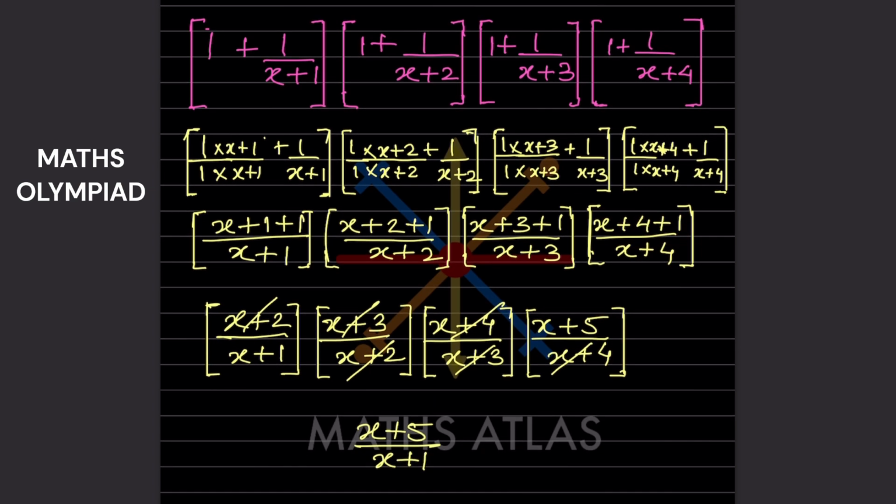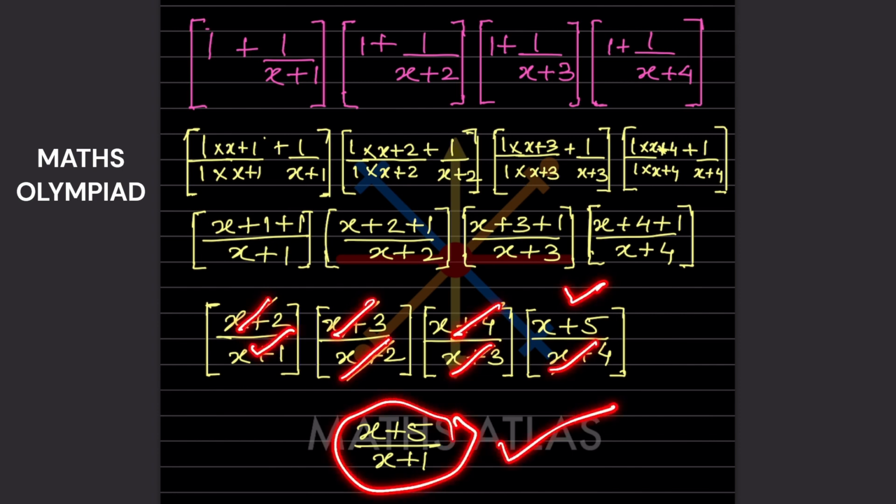So now what we can see, this is nothing but this is multiplication. In between there is a multiplication sign. So this and this gets cancelled. This and this gets cancelled. And this gets cancelled. So what remains here is just x plus 5 and x plus 1. So this is the final answer.